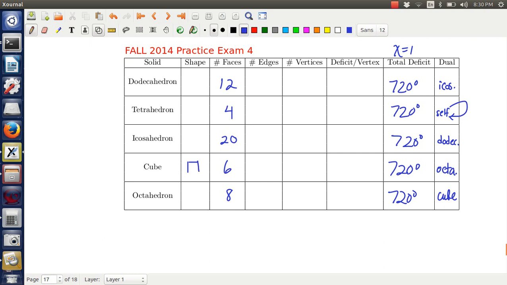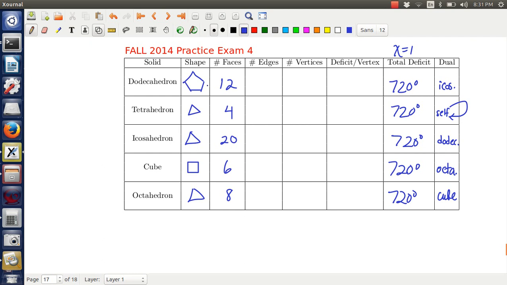Cube has squares on a side. Icosahedron has triangles. Tetrahedron has triangles. Octahedron has triangles. The dodecahedron has pentagons. There we go.